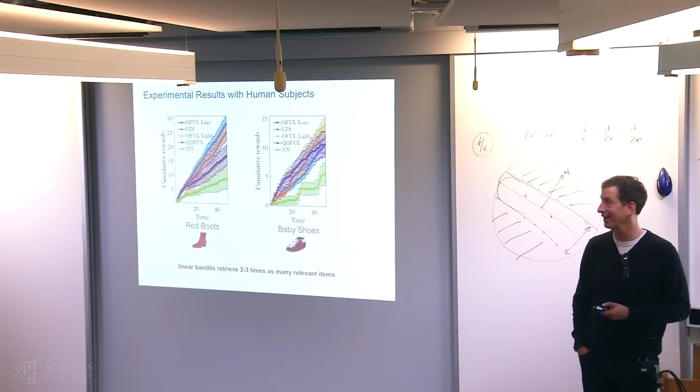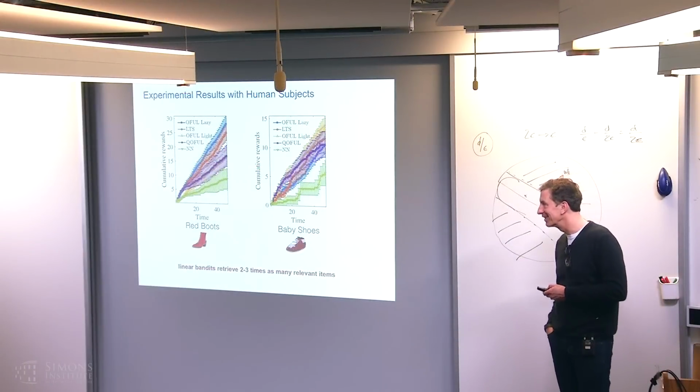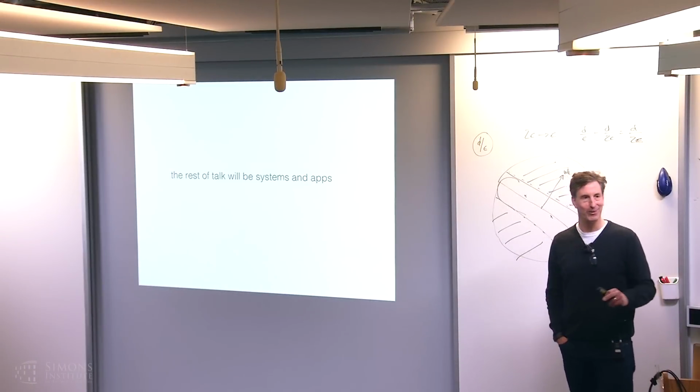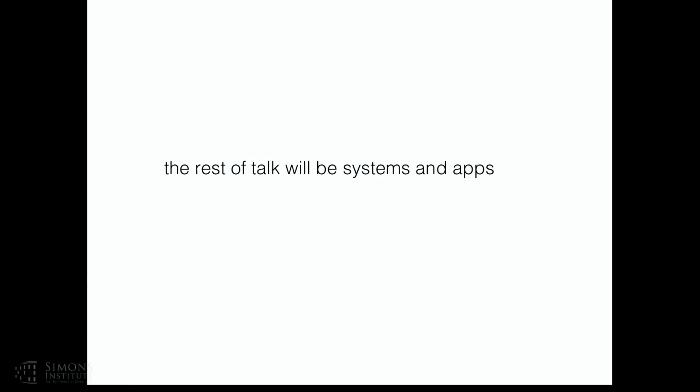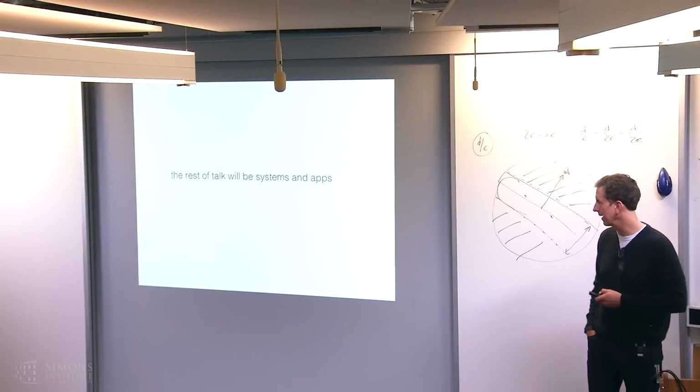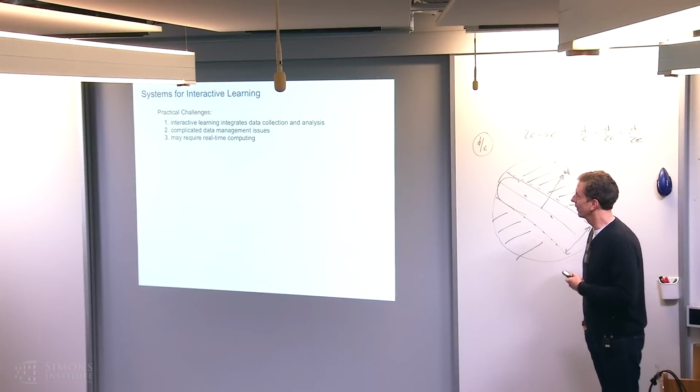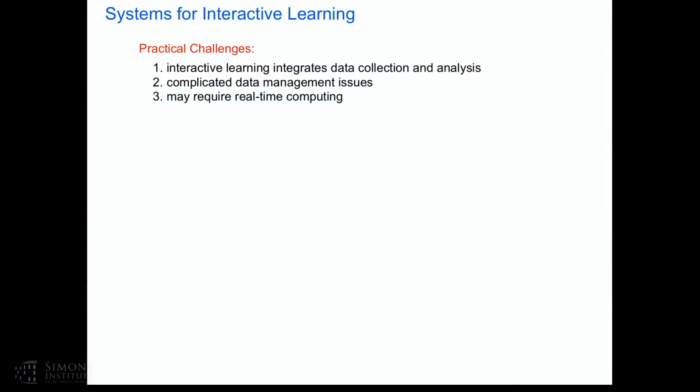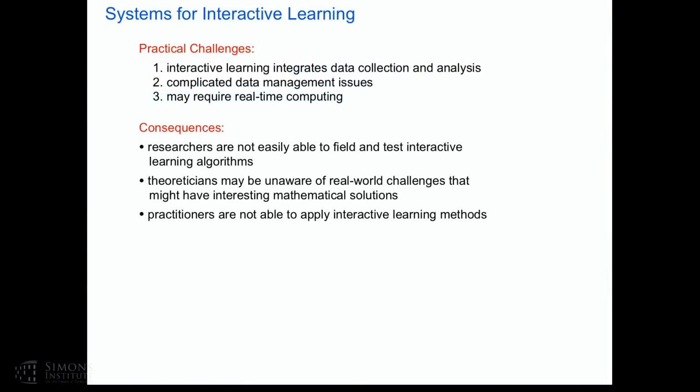Because there's a lot of overhead in getting this going. And in the last 2 minutes, that's what I want to talk about. What is the overhead involved and how do you do it? And this is one of the barriers, I think, between transferring theory to practice, that it's just very, very difficult to even do an experiment like that. So there are a lot of practical challenges. I've already mentioned them: data management issues, real-time computing issues. Why is that a problem?